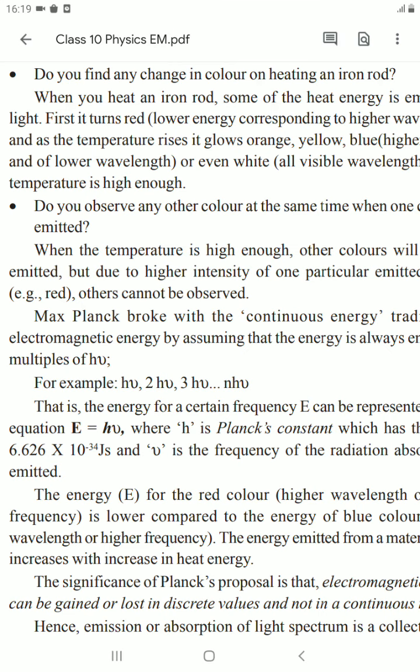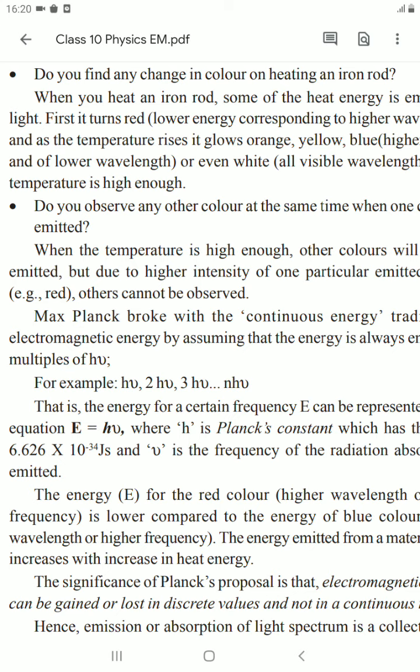So here you see, when we are giving the continuous heat energy, according to the scattering phenomena of light, the energy will be emitted in multiples of h mu. So finally E is equal to h mu. E is equal to h mu. So here, what is the meaning of mu?